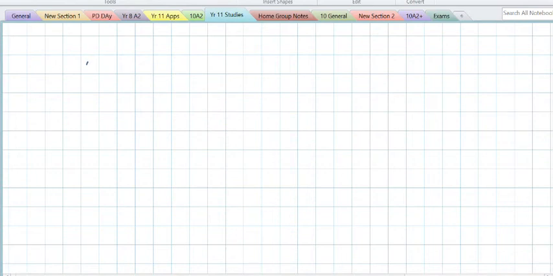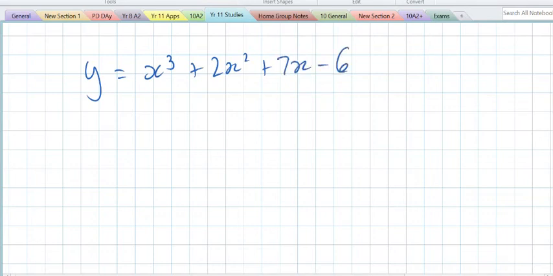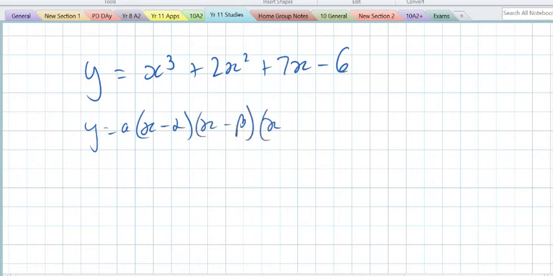Josh's question was, if you have a cubic, say, x cubed plus 2x squared plus 7x minus 6, can you factorize that easily into the form of y equals a(x take alpha)(x take beta)(x take gamma)? Now, if you put this into your calculator and it comes out as 3 real roots, then fantastic, happy days, you have alpha, beta, gamma.